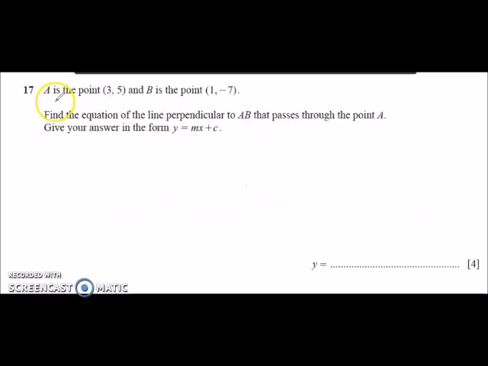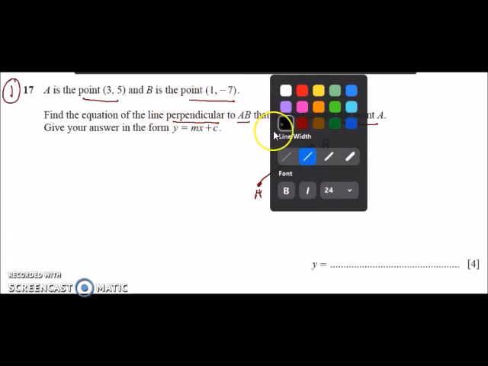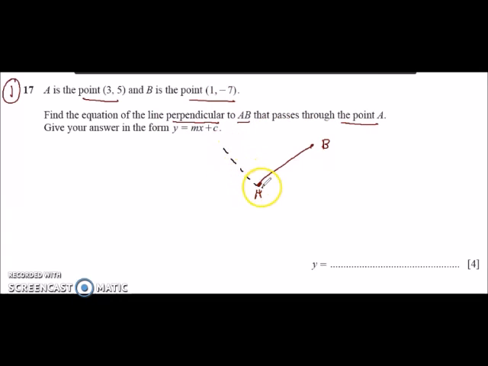Okay, this is one of the questions. Let me make it question number 1. So A, you have this point, B, you have this point. They are asking us to find the equation of the line perpendicular to AB that passes through the point A. So you have a point A, and here we have a point B. You have a line, and the perpendicular line will be perpendicular in this way, and it passes through the point A. So we are going to find the equation of this line.